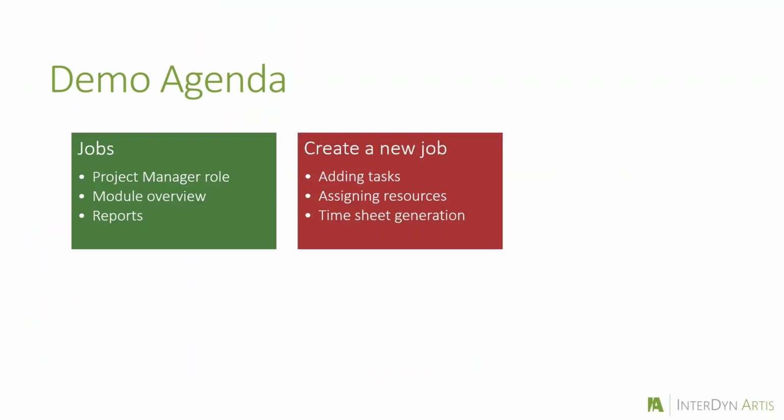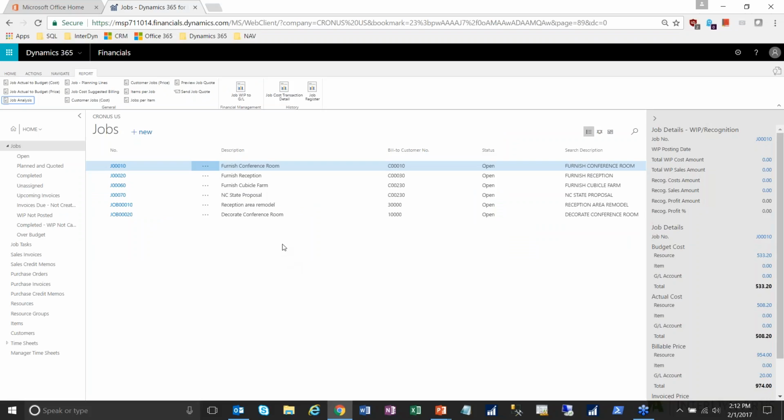So next, I'll go through creating an actual job, and then we'll create some job tasks. And then as part of those job tasks, we'll assign some resources to it and an item. And then once we assign a resource to a job task, we can actually pull that job task into their timesheet. And I'll show you how to do that. So let's navigate back here.